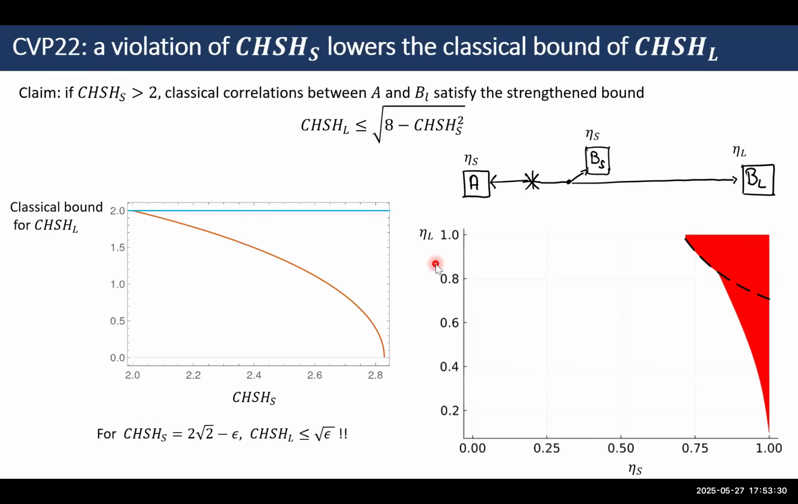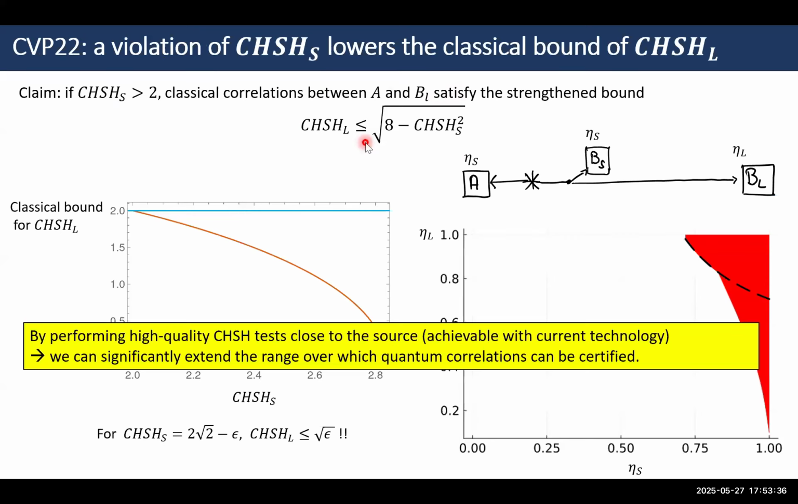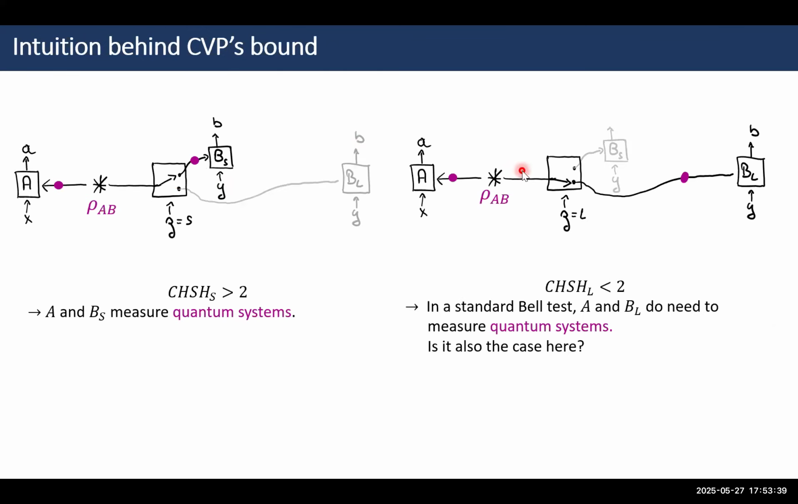Okay, so let me just explain a little bit what is the intuition behind this trade-off here. We have two kinds of situation: either the switch selected the short path, or the switch selected the long path. If we look at the subset of runs where the short path was selected, and we do observe a violation above 2, then we know that the device of Alice and the short path Bob must measure a quantum system. So we know that the source is producing quantum particles in some entangled state rho AB.